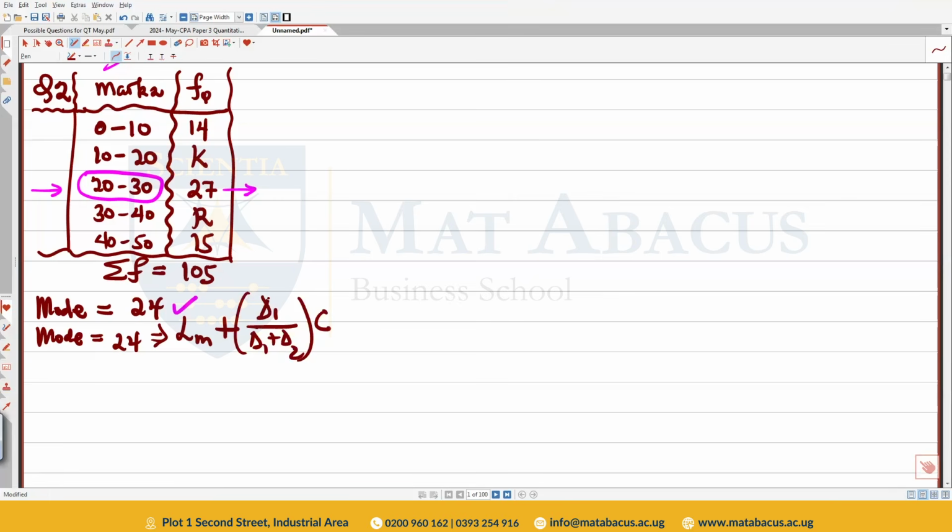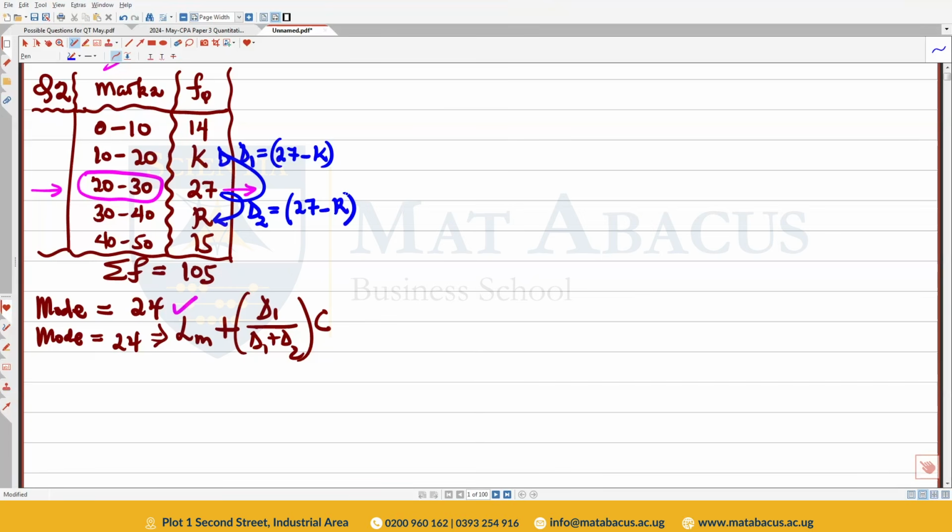I hope we are still together. So your D1, according to the formula, is the difference between the frequency of the modal class and the one above it, which is 27 minus K. And your D2 is the frequency of the modal class minus the one below. So that's where we start off with computing the mode.